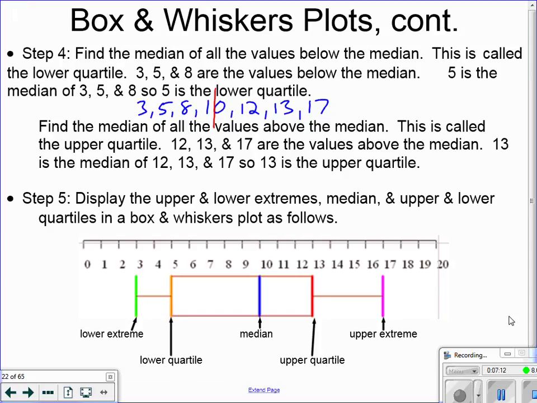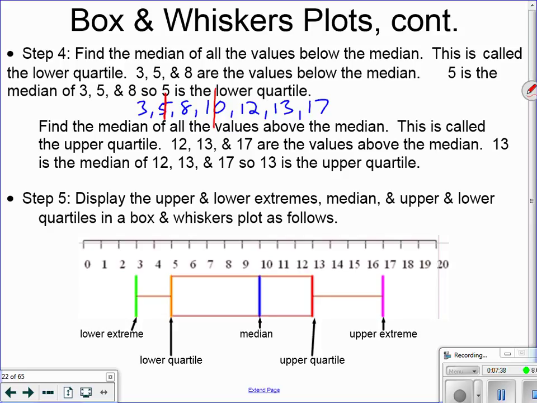All right, our next step is to find the median of all the values below the median. This is called the lower quartile. So if I look below the median, which would be to the left, I've got 3, 5, and 8. So I need to find the middle number of 3, 5, and 8. Well, 5 is the middle number. I'm just going to draw a line through there. That's our lower quartile.